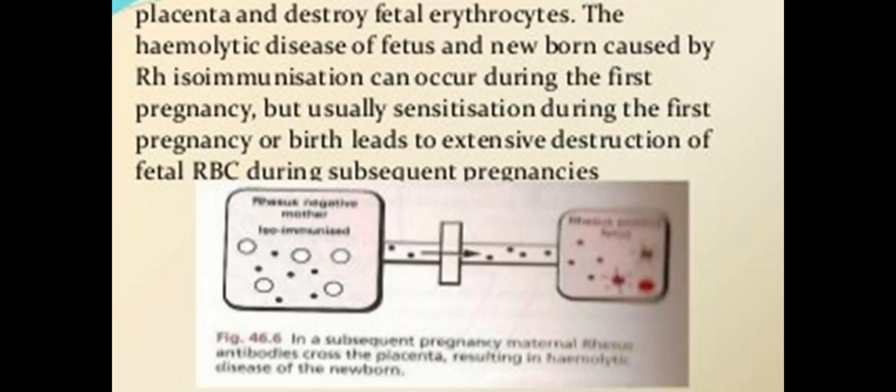The hemolytic disease of the fetus and newborn caused by RH isoimmunization can occur during the first pregnancy, but usually sensitization occurs in the first pregnancy and the birth, leading to extensive destruction of fetal red blood cells during subsequent pregnancies.